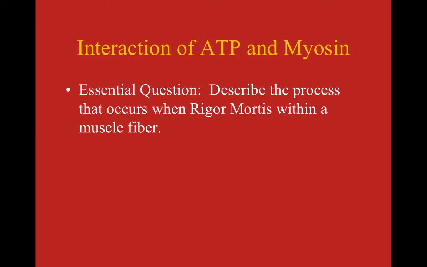So grab your notebooks, open it up to the input side of your notebook and write down this essential question. Today's essential question is to describe the process that occurs inside the muscle fiber when rigor mortis happens, okay?